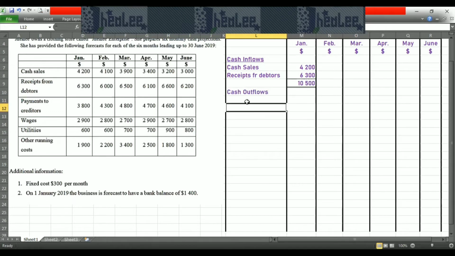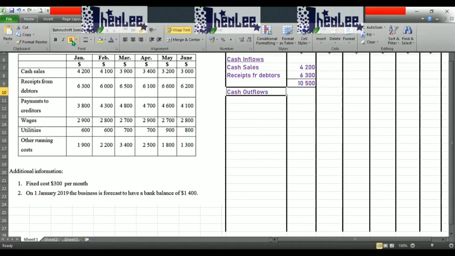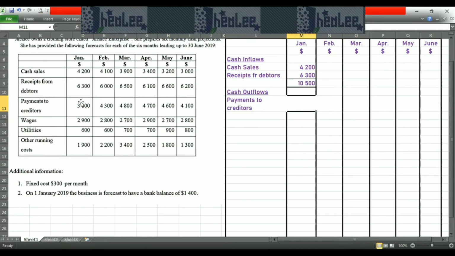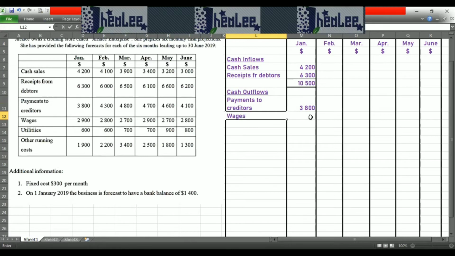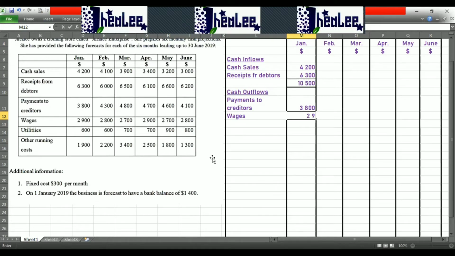And we're going to enter all those things that would cause the cash to basically decrease. And those are your payments. So we start with payments to creditors. And the payment to creditors value is 3,800. Following that would be wages, because yes, you have to pay your workers, so that is an outflow. So they're projecting that they'll pay out a value of 2,900 to the workers for January.